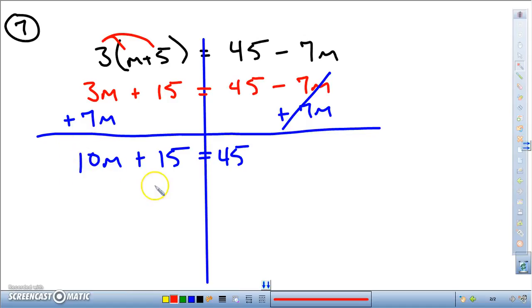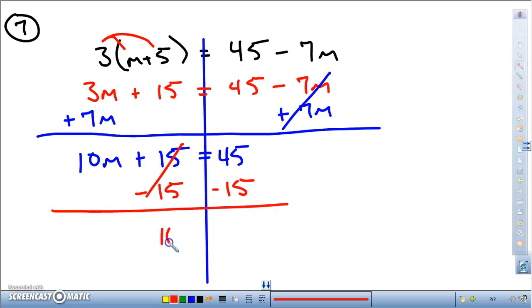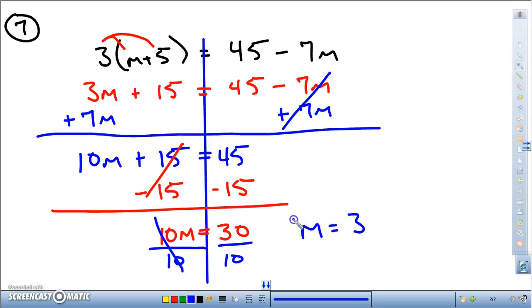I want to isolate the variable. First step in that is to subtract 15 to get rid of that. So your 10m comes down. 45 minus 15 is 30. And now I'm down to a one-step equation where I want to undo the multiplication by dividing. And then 30 divided by 10 gives me a final answer of m is equal to 3.